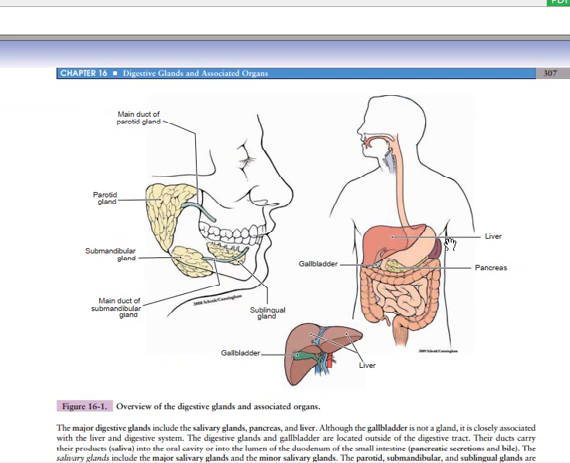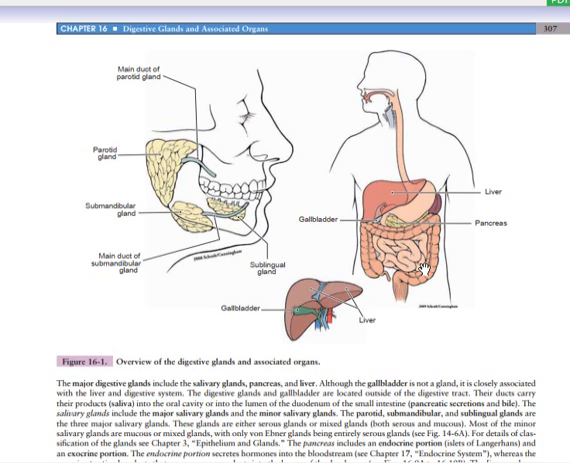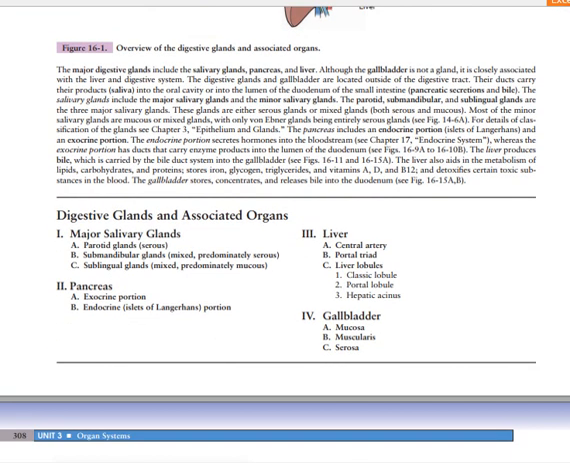Then the next thing to see is the liver, another accessory digestive tract structure. We have the gallbladder and the pancreas. The liver is divided into two lobes: this is the left lobe, and here is the right lobe, with the gallbladder here. So generally, this is the digestive tract and associated organs.